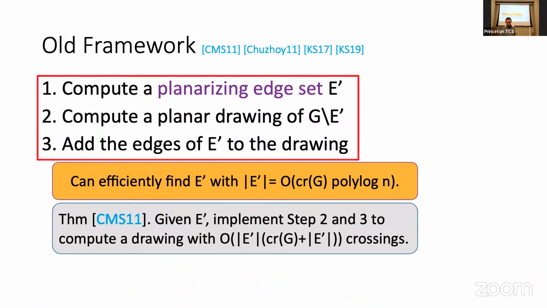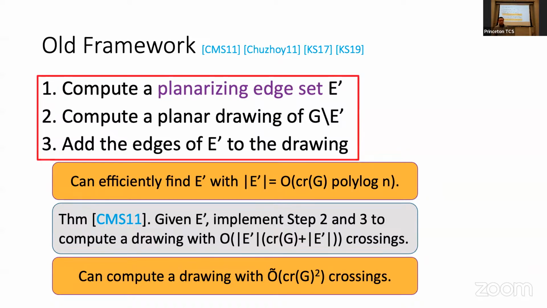The second and third steps are also implemented by previous work. In the previous work by Chuzhoy, McCarthy, and Sidopoulos, they show that given an edge planarizing set of size E prime, we can implement the second and third steps in order to compute a drawing whose number of crossings is approximately E prime times CRG plus E prime. This is via a drawing finding algorithm. Combining these 2 results, we can compute a drawing with CRG squared crossings given any graph. Because E prime is CRG, CRG times CRG plus CRG is CRG squared. This is how they get CRG squared through this framework.